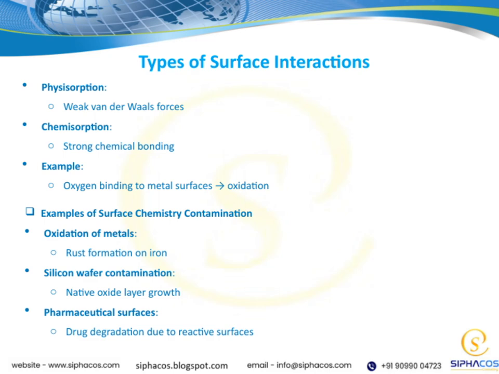For instance, when iron is exposed to moisture and oxygen, it forms rust, which is essentially iron oxide. This process can weaken materials and affect their performance. Moving on, in the semiconductor industry, silicon wafers often face contamination through native oxide layer growth. This thin layer of silicon dioxide can impact device performance if not properly managed.